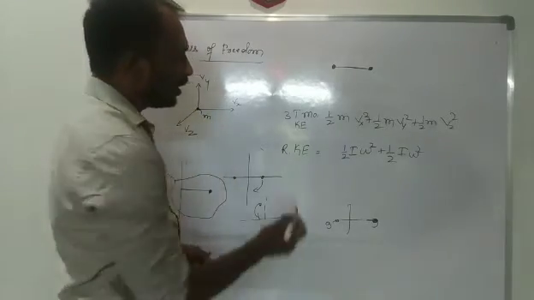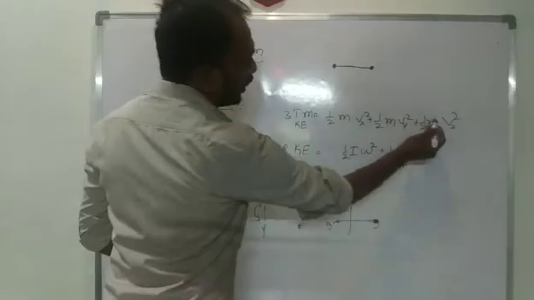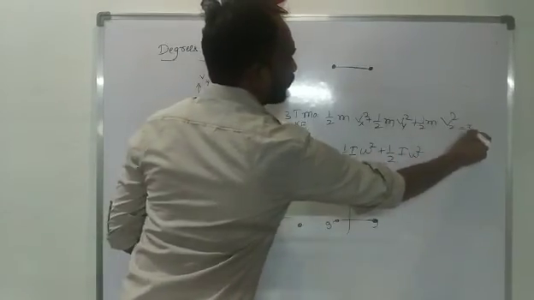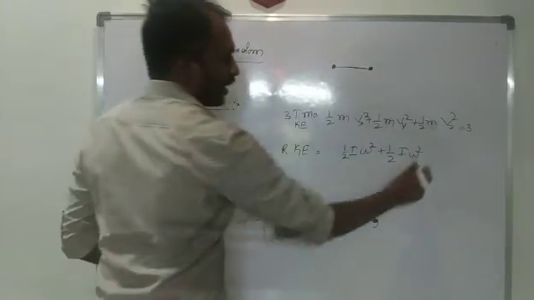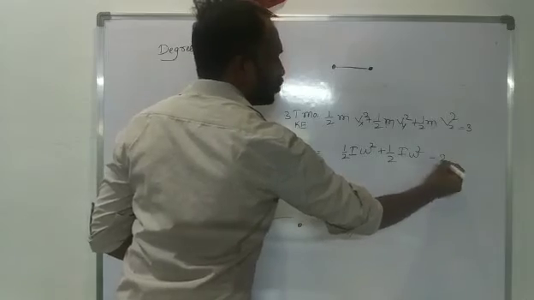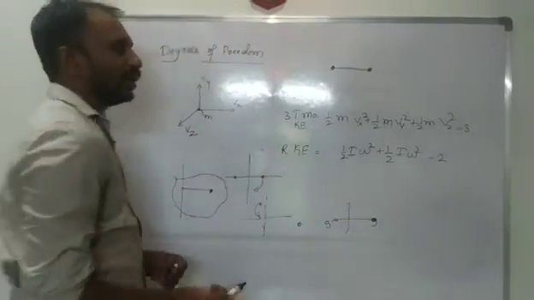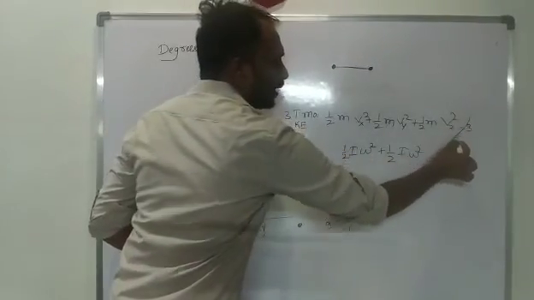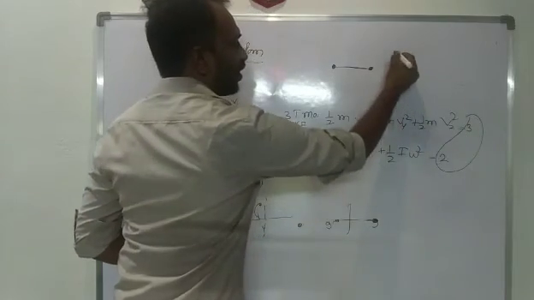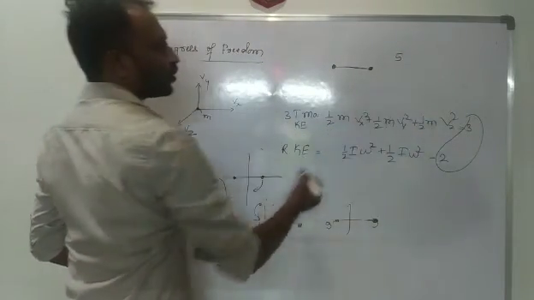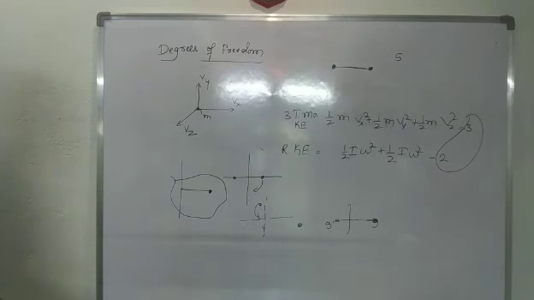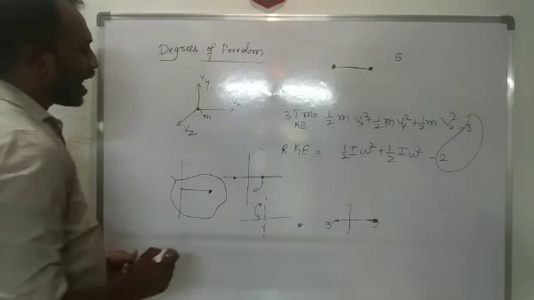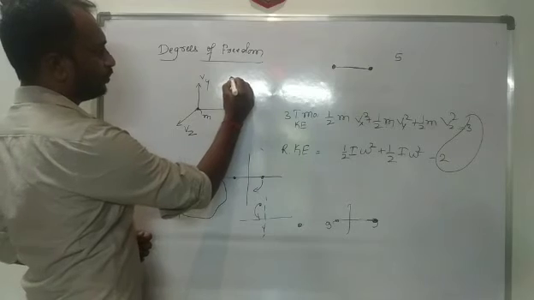So for this reason, here 1, 2, 3. 3 is translational kinetic energy, and 2 we consider as rotational kinetic energy. So total degrees of freedom we consider as 5. Okay, so for this reason monoatomic gas molecules have 3 degrees of freedom.